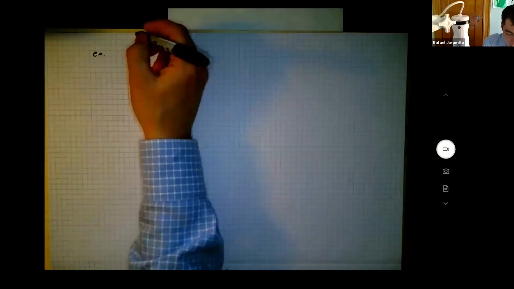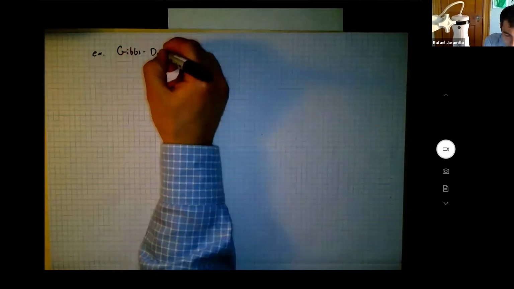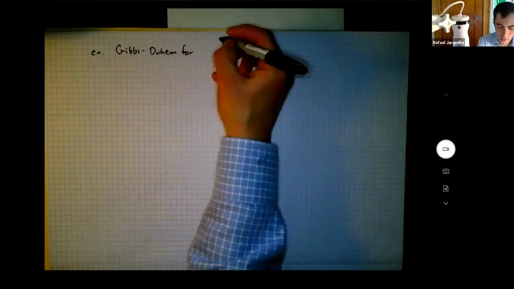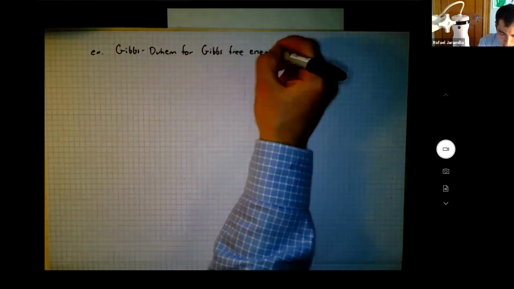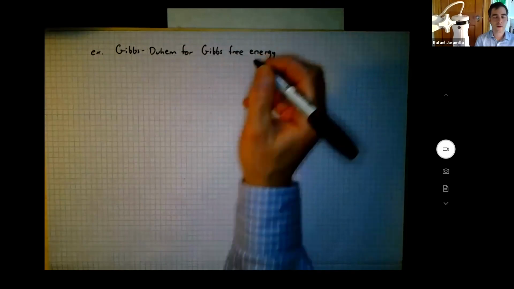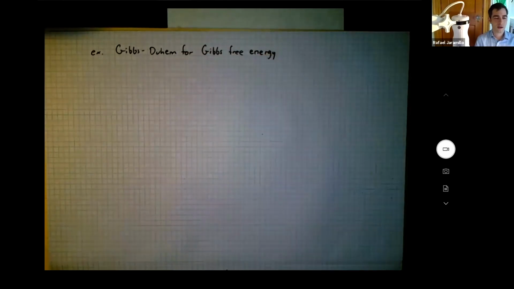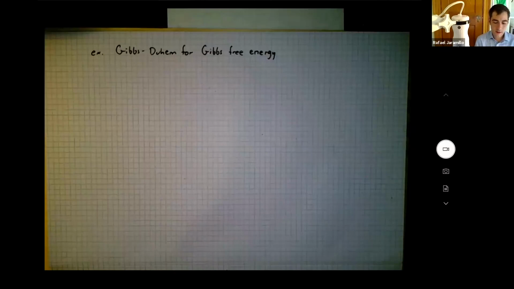So for example, Gibbs-Duhem for Gibbs free energy. If anyone's wondering, what's with Gibbs? How come he gets his name on everything? He's one of the most important and prolific American scientists ever. And he was a thermodynamics researcher, obviously, in the late 19th century. And he spent his career at Yale. Yeah, his name is all over classical thermo.